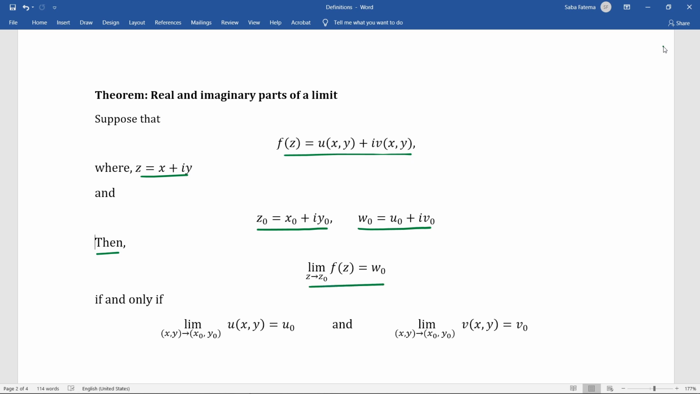Then this limit will be true. That is, limit of f when z approaches z naught will be w naught, if and only if these two limits exist.